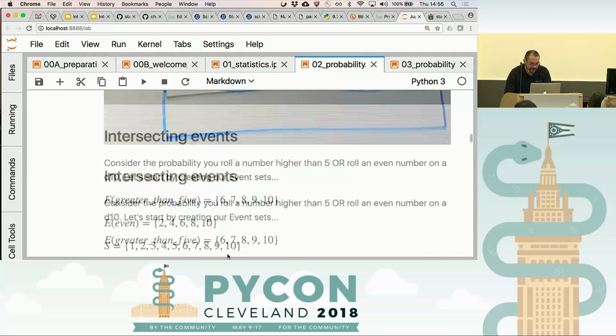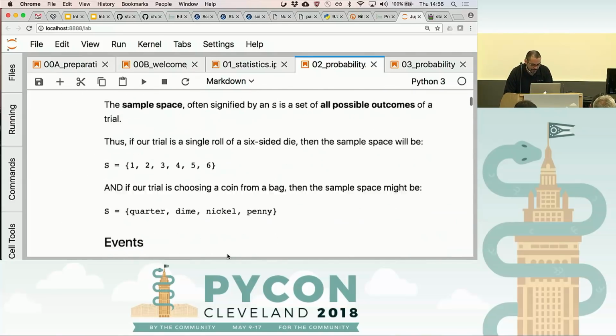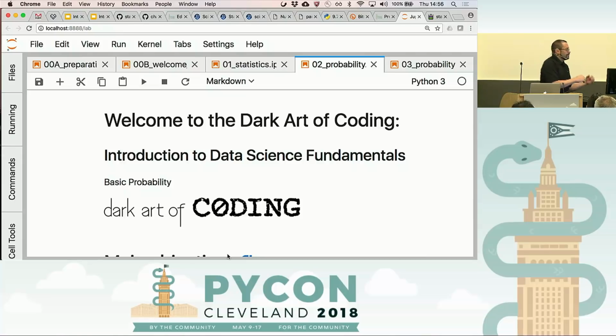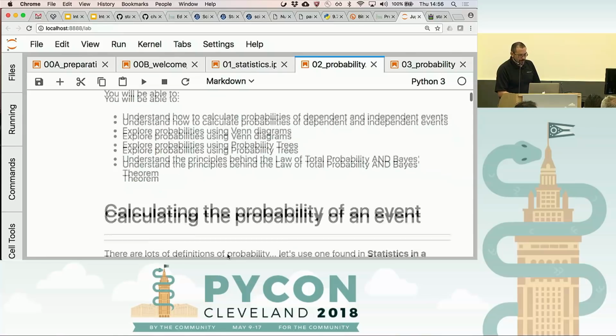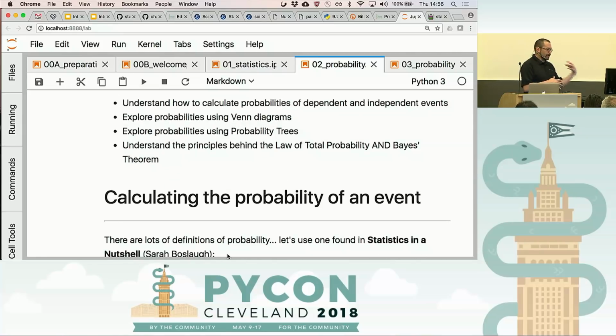So let's move on to the next thing, and let's cover this. Let's go through this. We're going to shift gears. We're going to talk about probability now, the likelihood of something happening. We're going to figure out how we can calculate the probability of something happening. We will explore probabilities using what we call Venn diagrams. We'll explore probabilities using probability trees. And we will talk about the principles behind the law of total probability and behind Bayes' theorem. And we'll see a couple of examples of that.